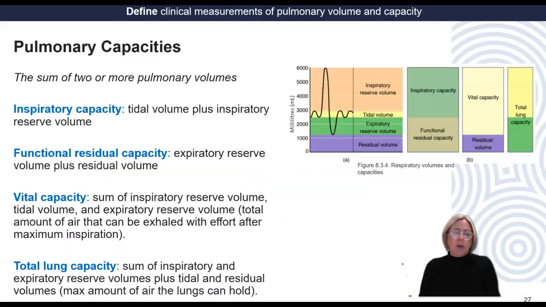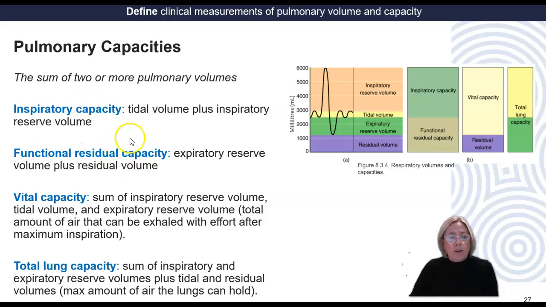at rest. Okay, so we can use these inspiratory reserve volumes, tidal volumes, expiratory reserve volumes, and residual volumes to calculate pulmonary capacities. So a pulmonary capacity is the sum of 2 or more of these measured pulmonary volumes.